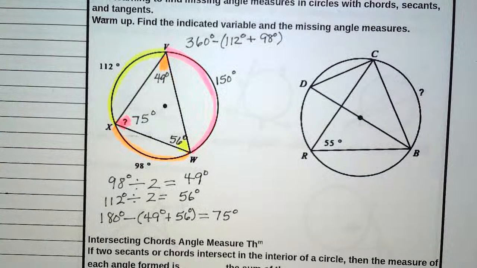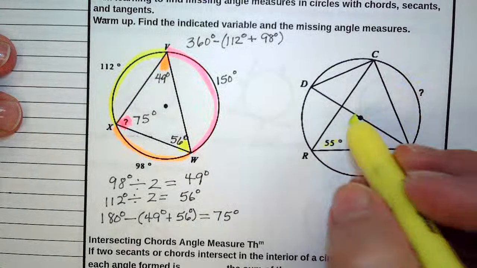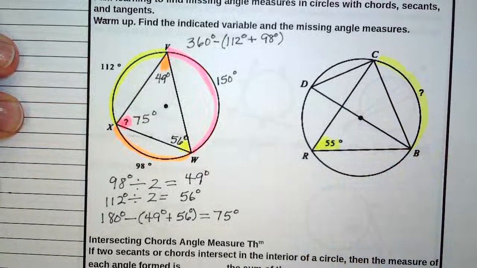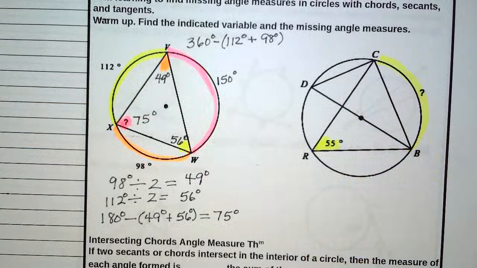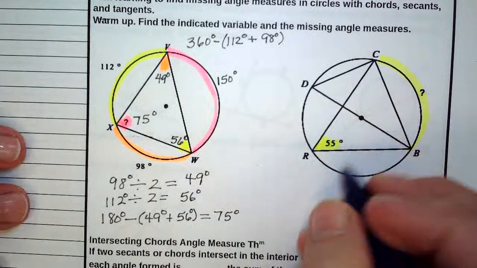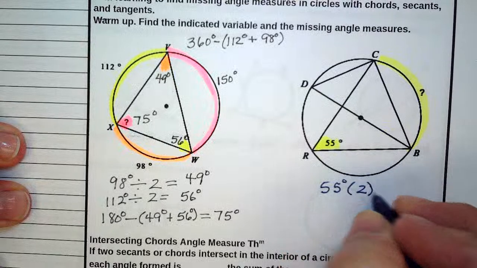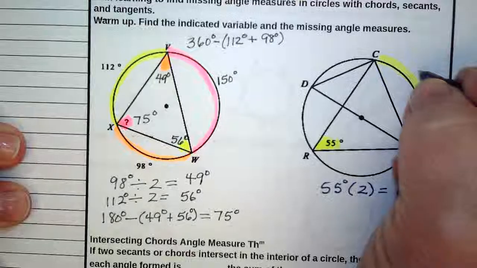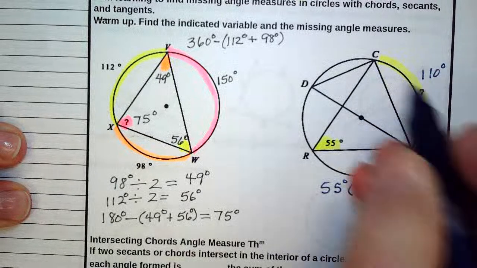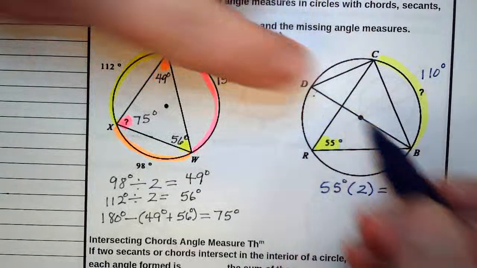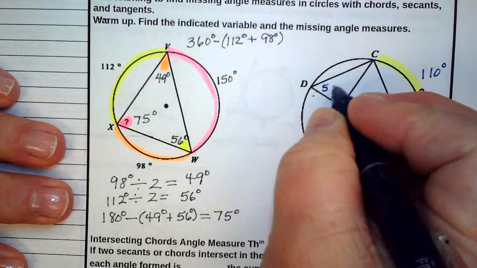So if I'm looking at the next one, I notice this is my angle. This is my intercepted arc. To go from the angle to the intercepted arc, what do we do? If you said multiply by 2, you would be correct. So 55 degrees times 2 is 110 degrees. Okay, if I'm looking at this, I notice this angle here also intercepts that arc, so this one has to be 55 degrees also.